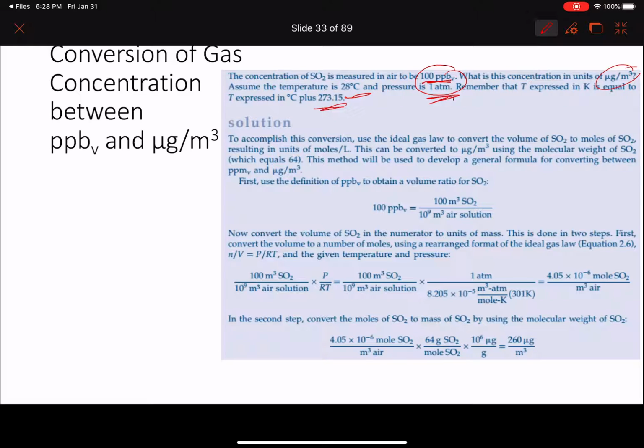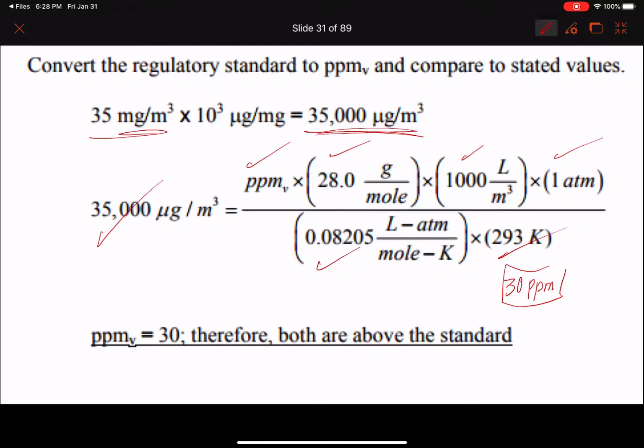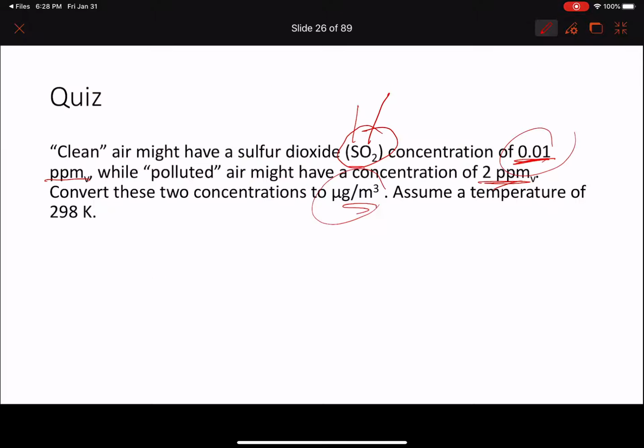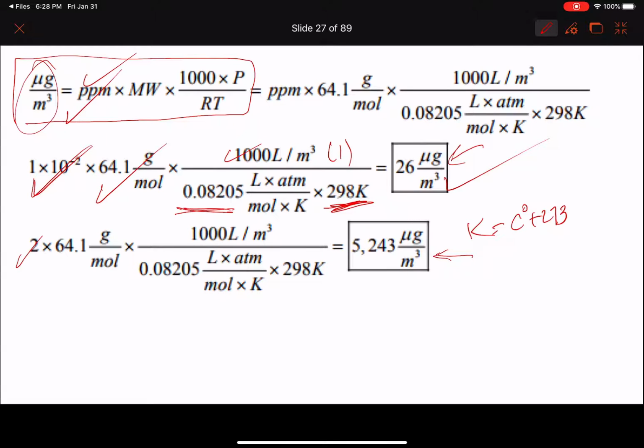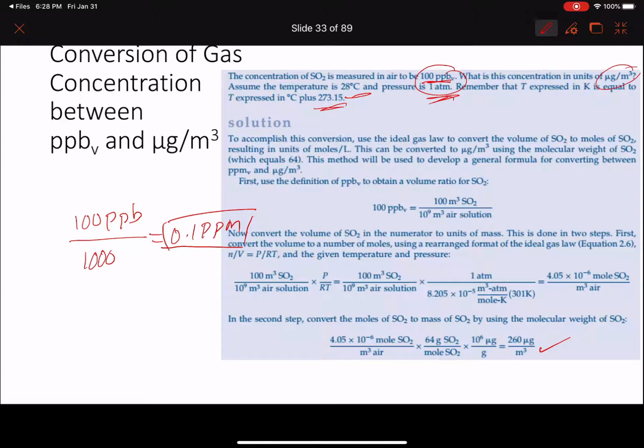So we have to convert this: part per billion divided by 1,000. It is 0.1 part per million. Okay, part per million. So from this, you could just use the equation and plug it in. So you have the 0.1, you have the molecular weight, you have the 1,000, P, R, and T, and you could find the microgram per meter cube. This is good for you to practice, and hopefully you will find this answer. Okay, thank you very much.